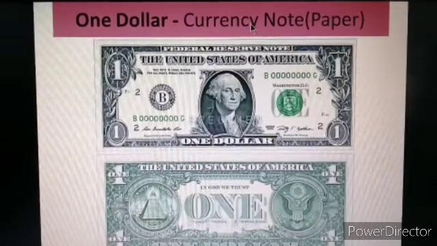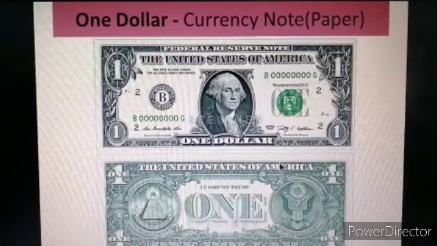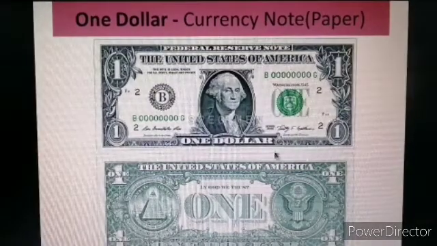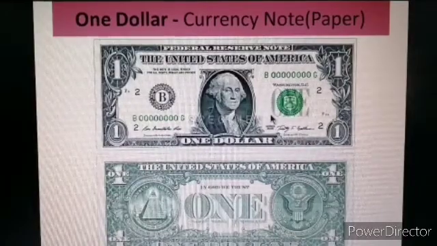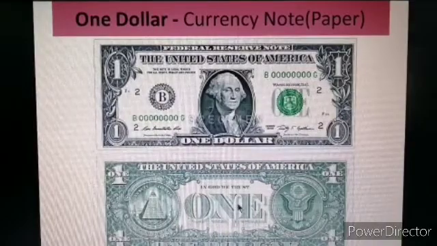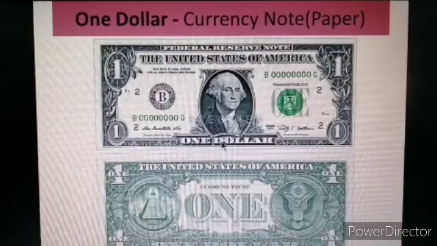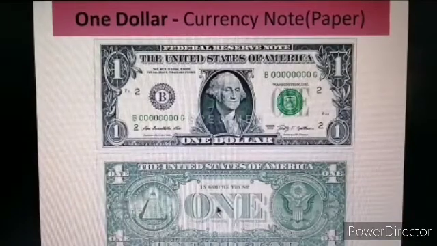$1 currency note, which is in paper. Like I showed you, Saudi Riyals, we saw 1 Riyal, 500 Riyal, 100 Riyals, etc. Similarly, $1 of USA also has two sides. This is one side and this is another side. It is written the United States of America and $1. This is called the $1 currency note or the $1 bill.